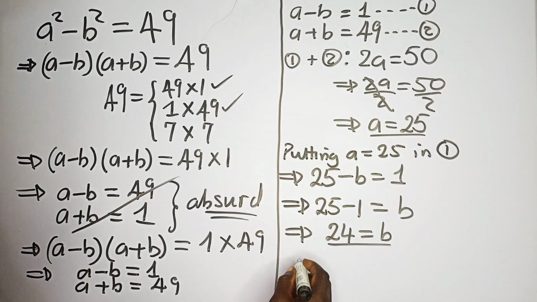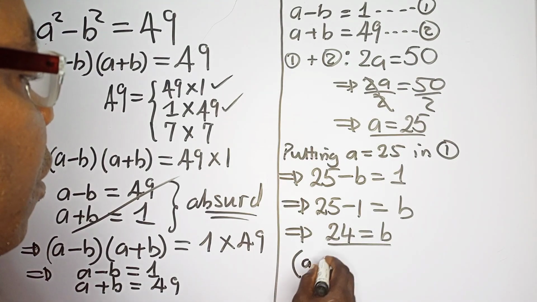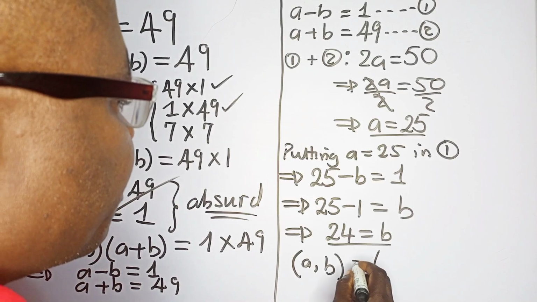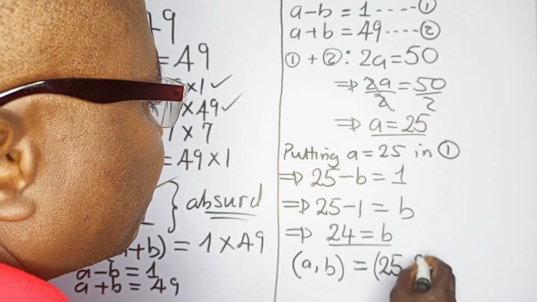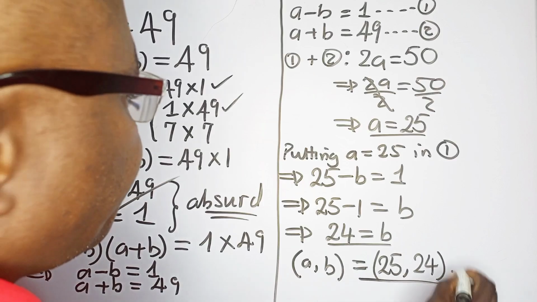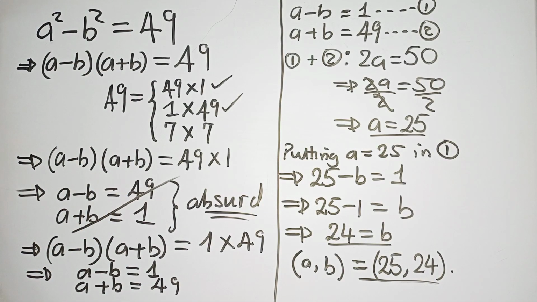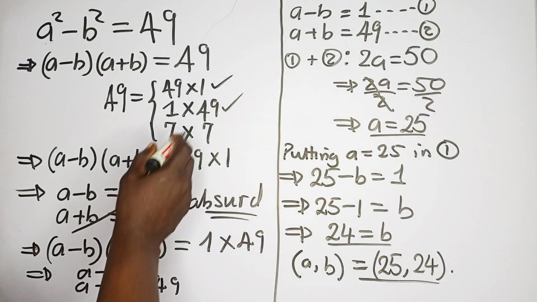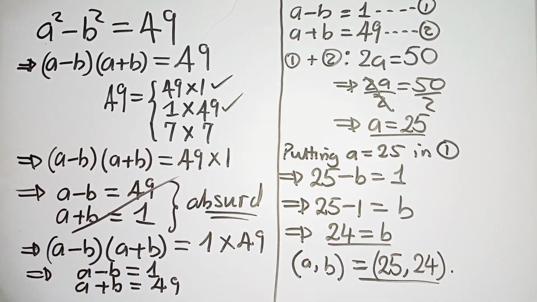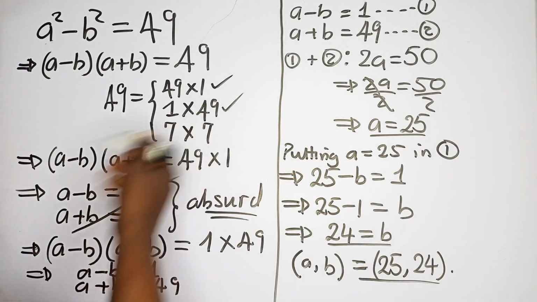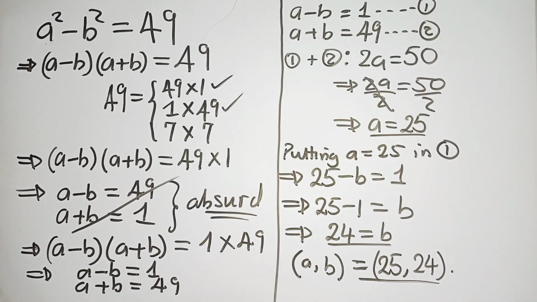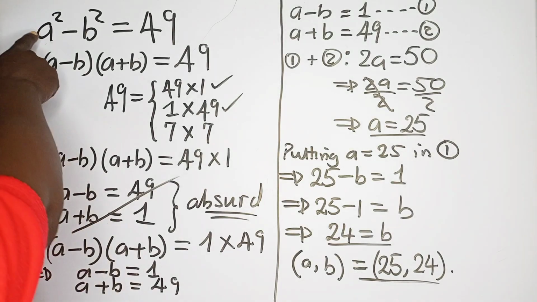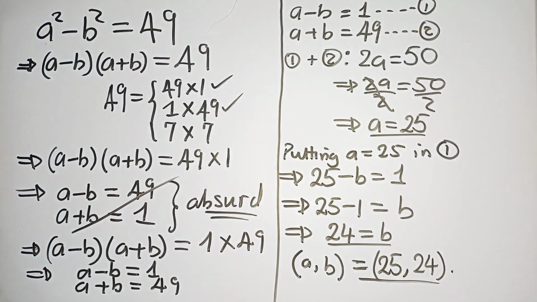All right, so our first pair of values, A, B, will be 25, 24. That gives us our first pair of solutions. So we now have to come down here and test the other proposal to see if it is workable. And if it is workable, then we'll also solve for A and B. Remember, we want to get all possible values of A and B for which this difference is actually 49. Okay, so that's done. Let's continue this way.